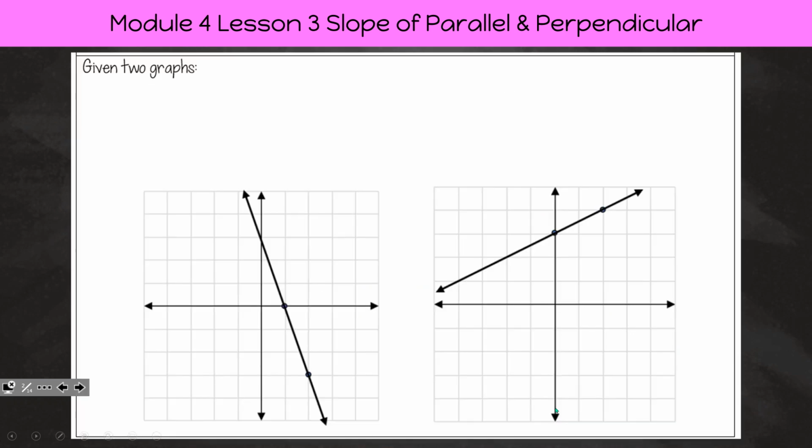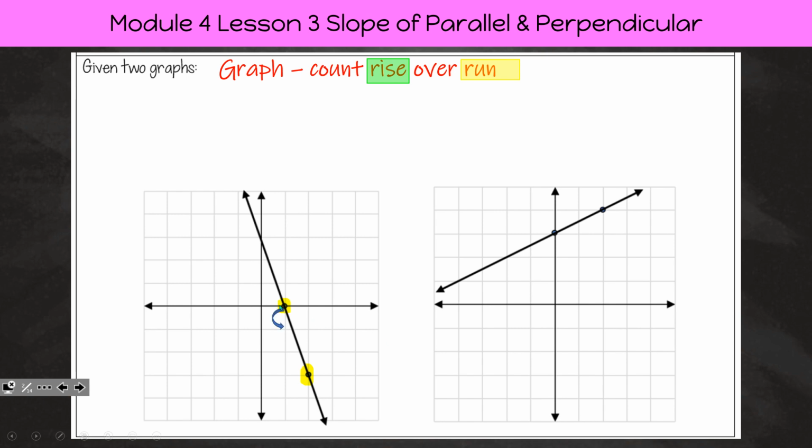All right, finally, when we're given two graphs. So if I'm given graph A and graph B, are these two lines parallel or perpendicular? In order to figure that out, I have to identify the slope by counting the rise over the run for both equations, for both lines, and then see if they are opposite reciprocals or the same.